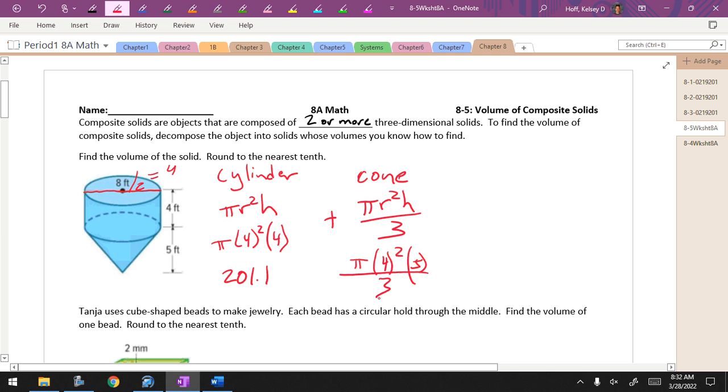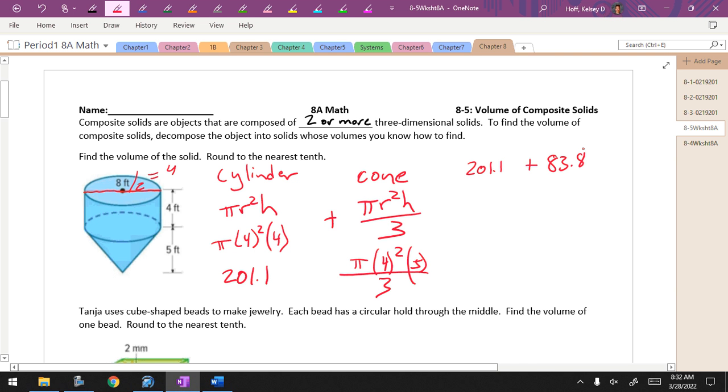So in your calculator, 4 squared, answer times 5, answer times pi, answer divided by 3. Liana, what'd you get? 83.8? Anybody else get 83.8? Yes? Rounding is good with 83.8?